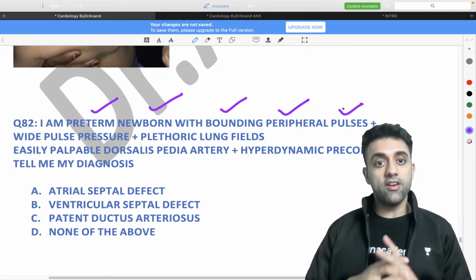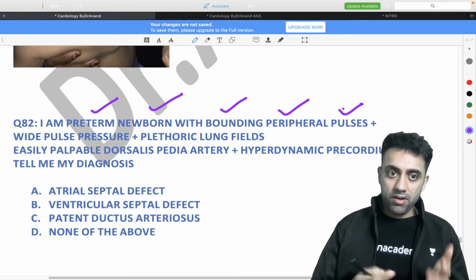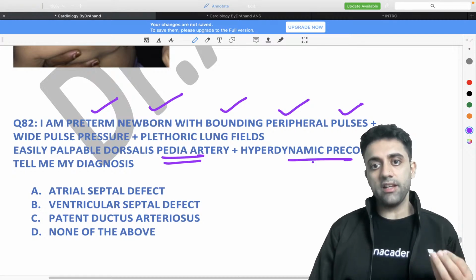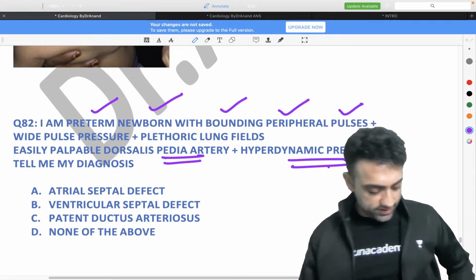Bounding peripheral pulses, wide pulse pressure, plethoric lung fields, easily palpable dorsalis pedis artery, and hyperdynamic precordium. What is the answer?